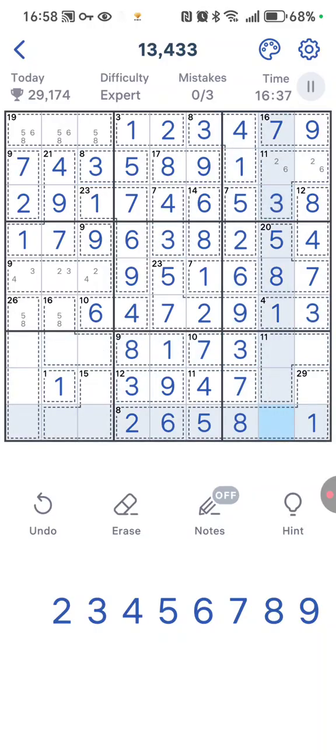So let's have a look in this corner here. If we go down 1, 2, 3, 4. So 4 can either go there or there. 5. 5 can go there and there. 6 is up here, so we can't have that. We can't work that one out yet. 7, 8, 9. So we know that that's 4 and 9.